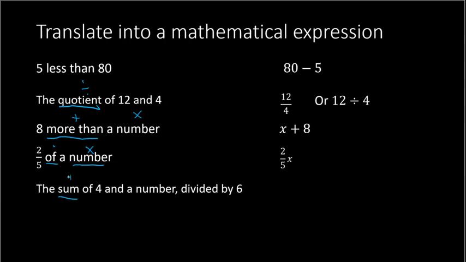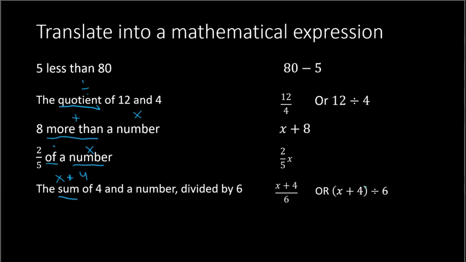So the word sum means addition. We're adding 4 and a number. So we're taking a number and we're adding 4. So we have x plus 4, some number we'll call x, and then we divide that by 6. So we take x plus 4 divided by 6. And remember, the fraction bar means division, so you could write this as a fraction, x plus 4 over 6. And if you wanted to, you could write it like this. That would be the same thing, where you have x plus 4 and then the divide sign, and then 6.